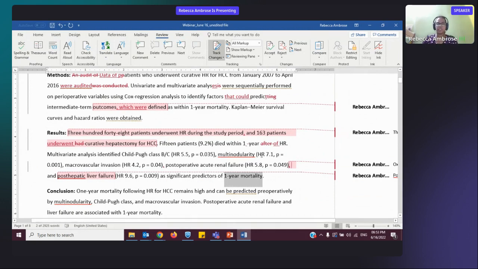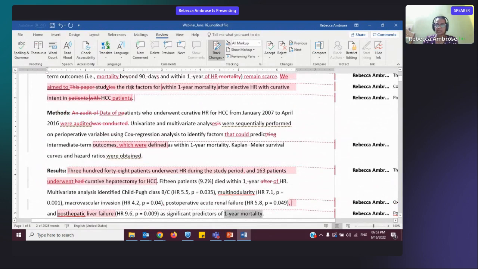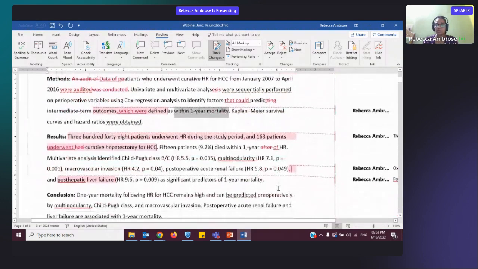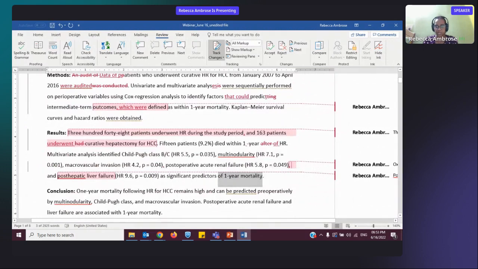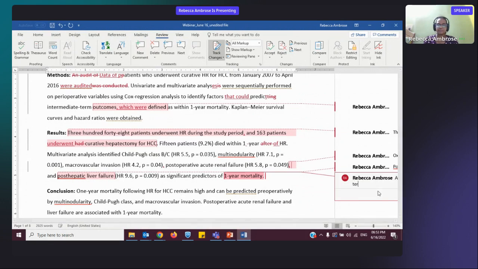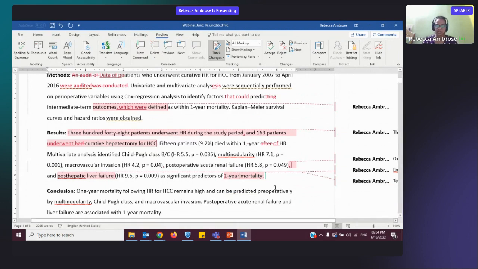Now, another thing that we notice here is that till now they've been talking about within 1 year mortality, but here they're talking about 1 year mortality. So, just to ensure consistency in the term, we would query the author if this should be within 1 year mortality over here.